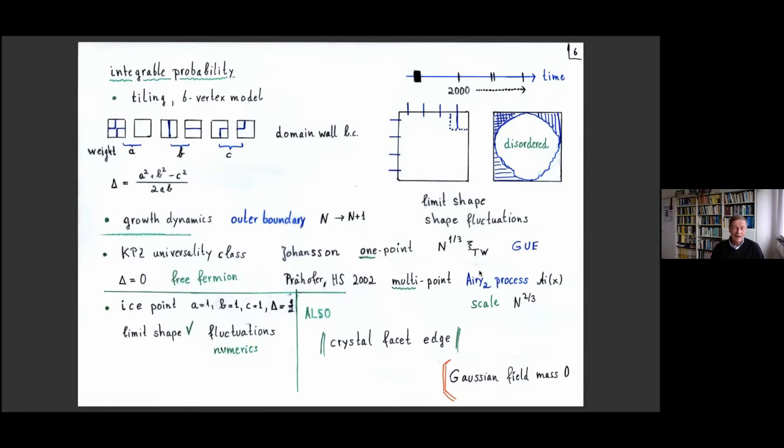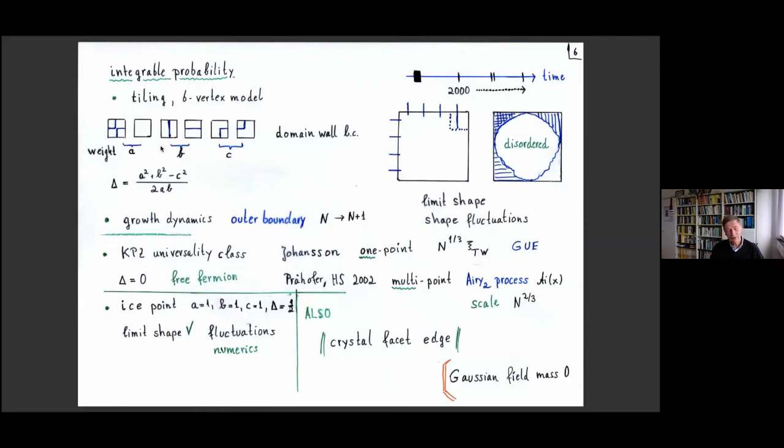which is a universal distribution, again the GUE Tracy-Widom distribution. Now, why could Kurt do this? Of course, he didn't know about this, but when you look a little further, you realize he came from a different corner. The notion of free fermion presumably didn't mean very much to him. But looking at his work in retrospect, he wisely picked the parameter delta equal to zero, which corresponds to the free fermion point of the six vertex model.